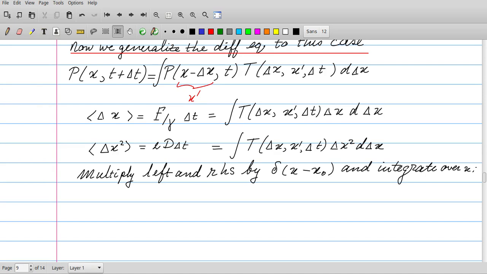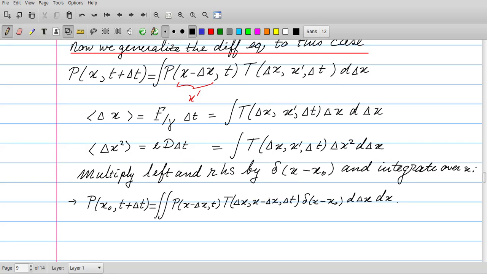Now we return to this evolution equation and we multiply the left and the right hand side by a delta function x minus x0, and then we integrate over x. So not over the delta x, it's the integration which is here, but over the x, that's this x. We then obtain the following result. On the left hand side, if I multiply by this delta function and then integrate, I just replace the argument x here by an x0. On the right hand side, I do that not immediately. I just write the p here and the t, just like they were here, except that I have replaced the x' here, that's the previous x, by x minus delta x.